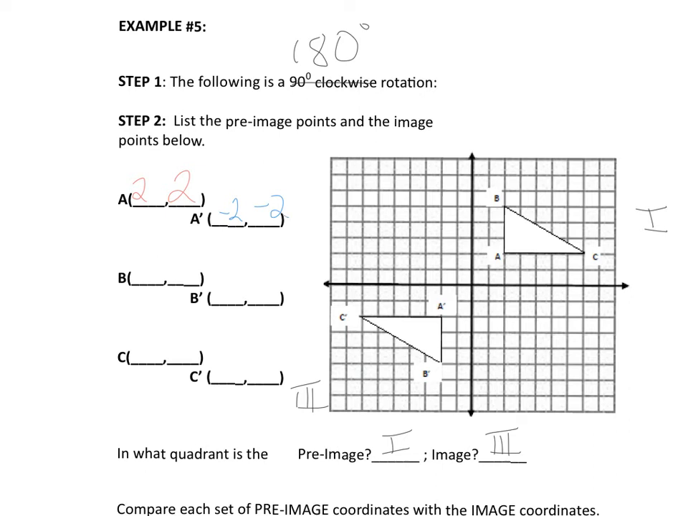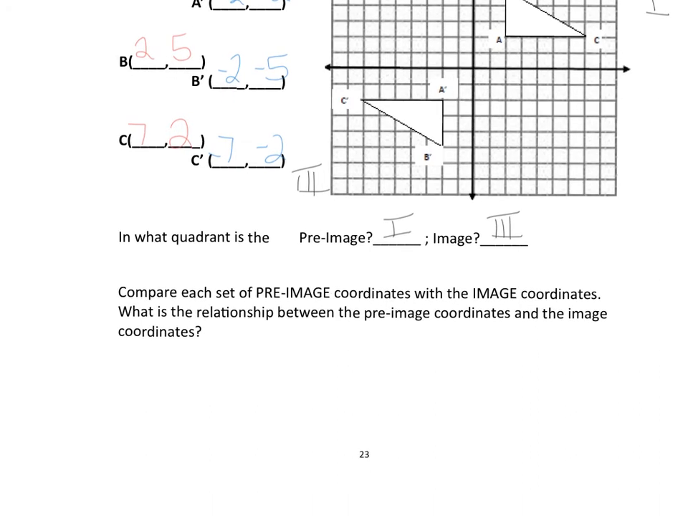For B, the point B is located at 2, 5 because we go over 2 and up 5. B prime is located at -2, -5 because you went left 2 and down 5. C is located at 7, 2, and C prime is located at -7, -2. So what happened in going from the pre-image to the image? Hopefully you've noticed that the coordinates didn't flip this time, but what did happen is that both coordinates are negative.